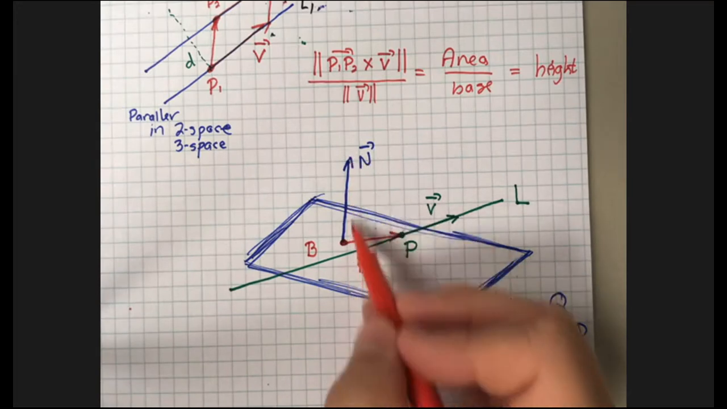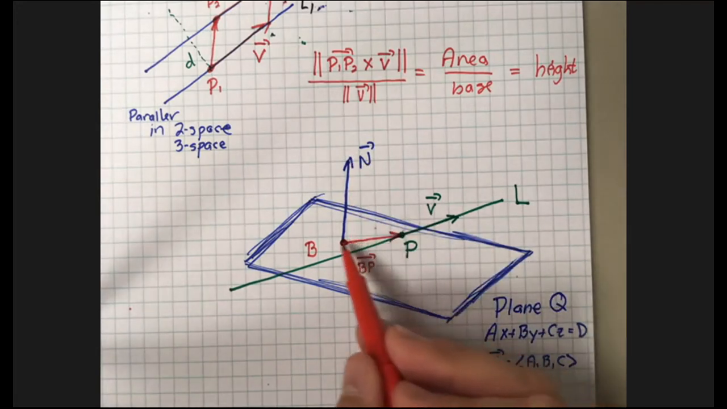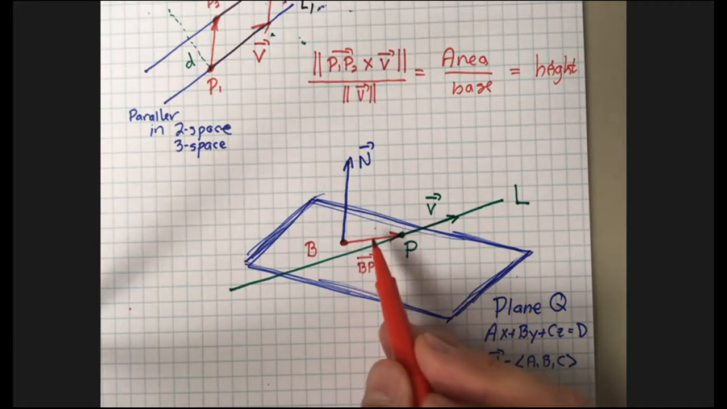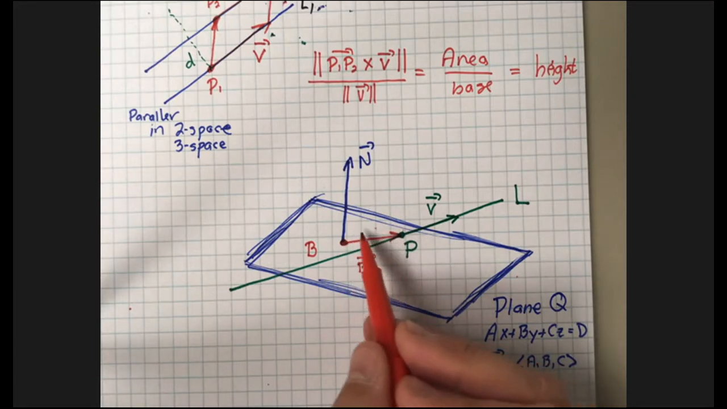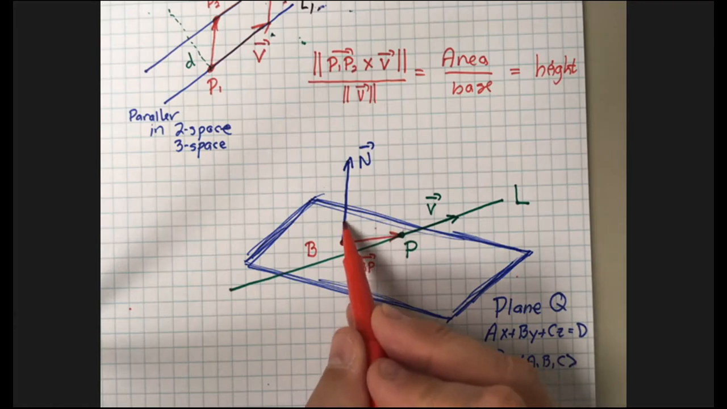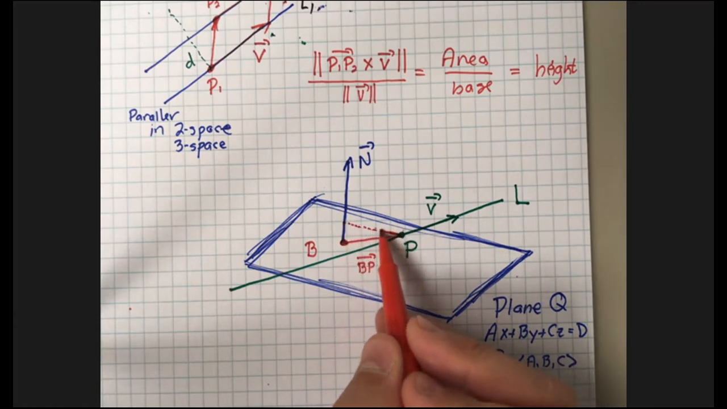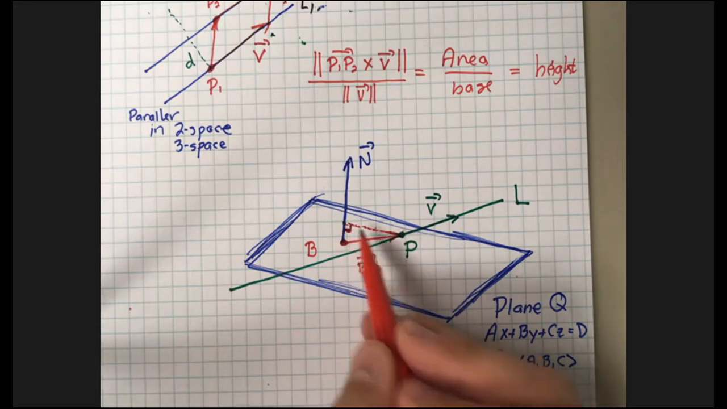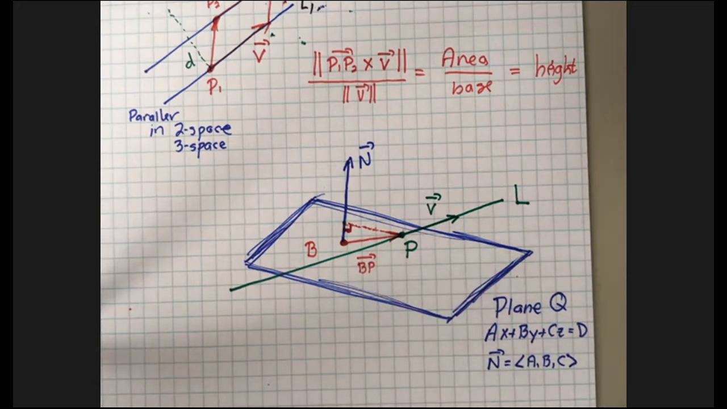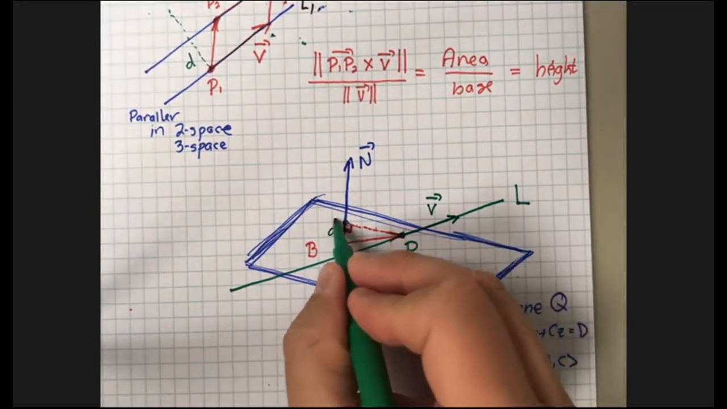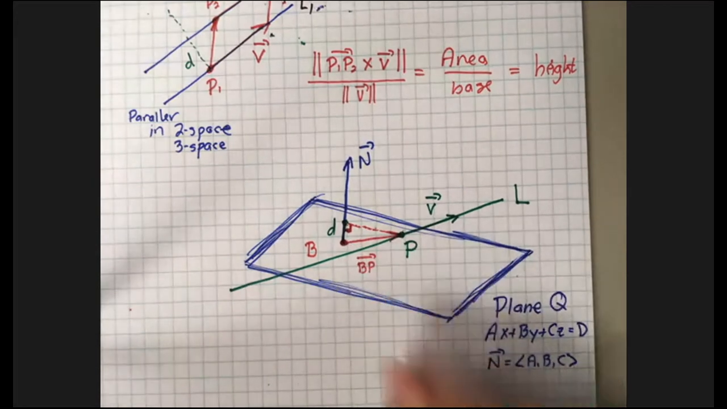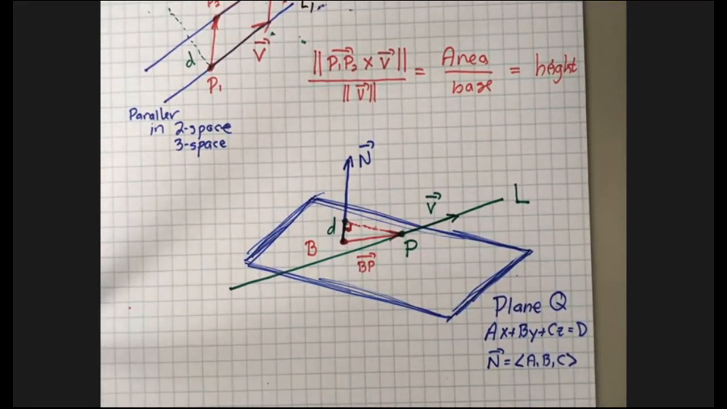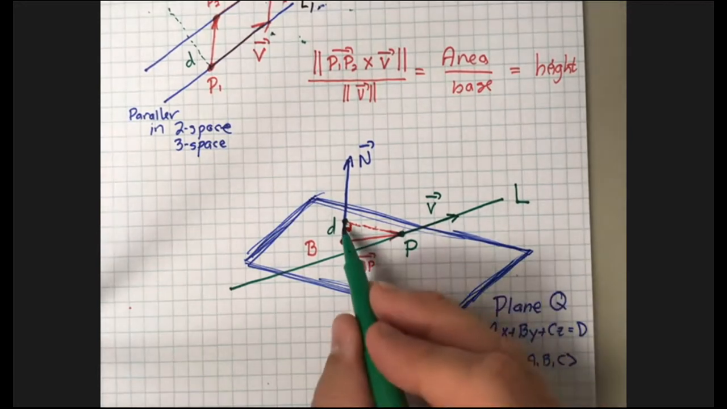And then think of this N as a flagpole. I can project that vector BP onto the flagpole. I want to find out how tall that vector projects onto that flagpole. And that distance right there, from there to there, is going to be the distance between that point and that line. So now I just got to figure out, well, how do I find that projection?